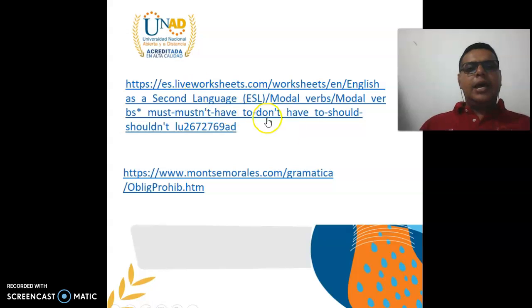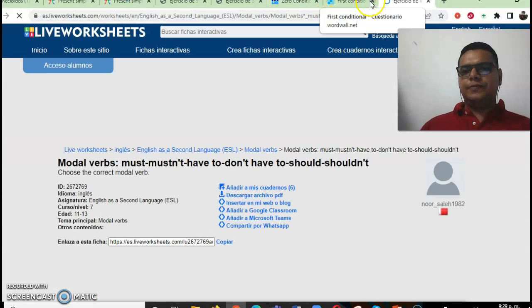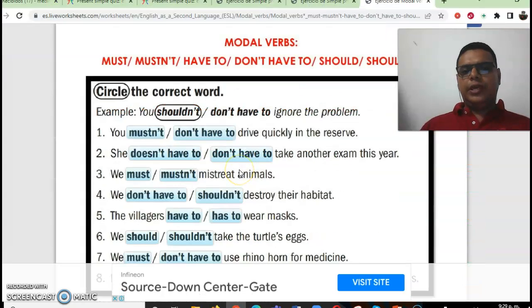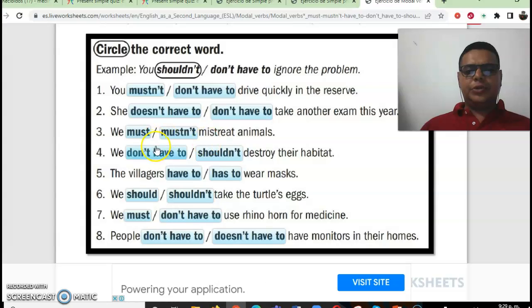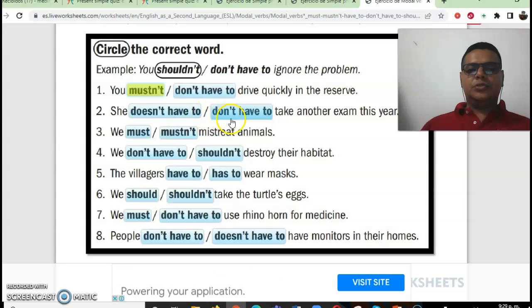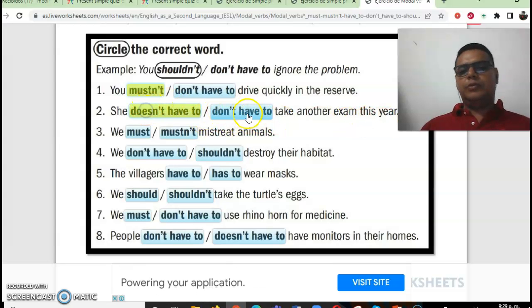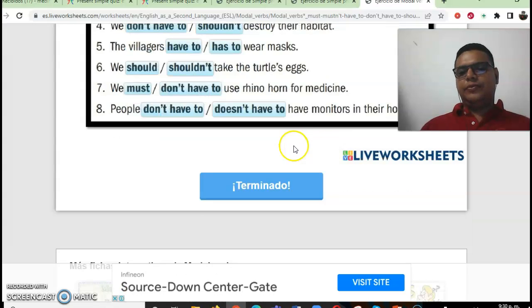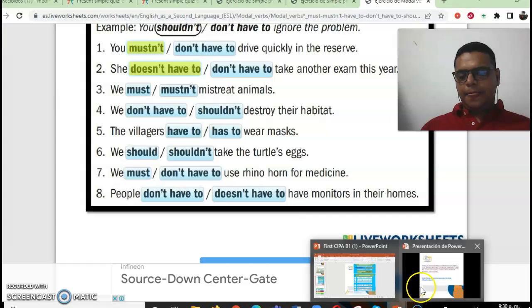Okay, and here I have some exercises about modal verbs, of course. So here they're going to choose the correct word. So mustn't or don't have to. Maybe they can choose this one. She doesn't have to or she don't have to. In this case they will choose. And of course I will click here on finish. Okay.